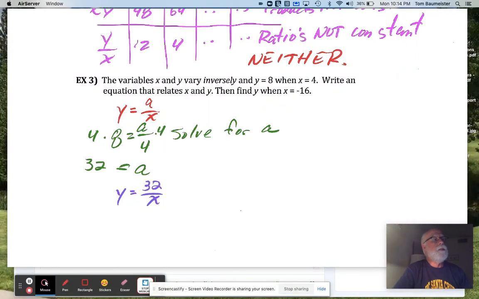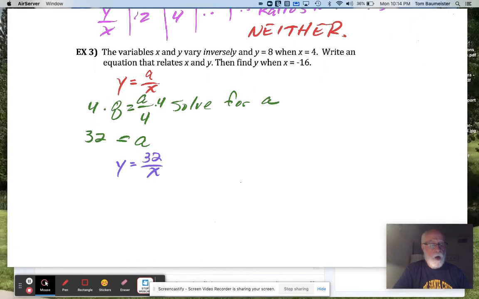And now what they want us to do is find y when x is equal to negative 16. So we're going to plug in negative 16 for x, and that will tell us that our y is equal to negative 2.